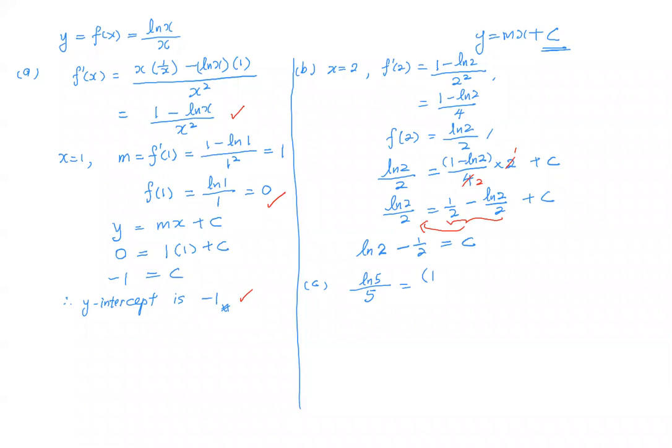Your m will be take away ln 5 over 5 squared times 5 plus c. You can do it like that. I will not deduct your marks. So I will have ln 5 over 5 equal to 1 over 5, take away ln 5 over 5, plus c. So I will have ln 5 minus 1 over 5 equal to c. So now you can see the pattern.